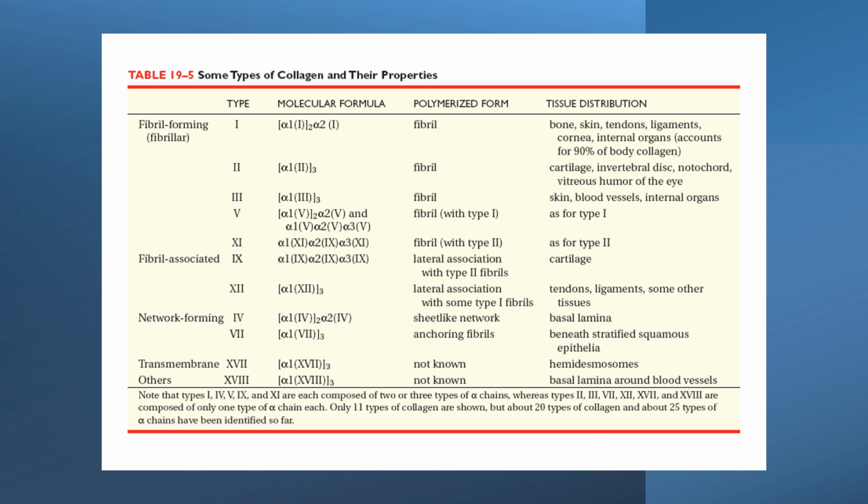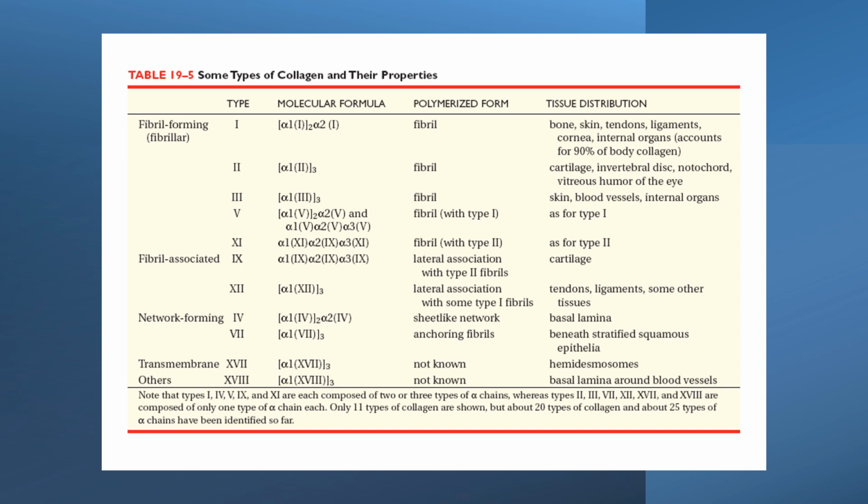Further, as visible, it shows the chart of some of the important types of collagen and their properties, which includes the polymerized form in which they are formed and the tissues in which they are distributed. Talking about the fibrillar type, it comprises types 1, 2, 3, 5 and 11. Collagen type 1 is in the form of fibril as it is in the fibrillar group, and it is distributed in the bones, skin, tendons, ligaments, cornea and internal organs.